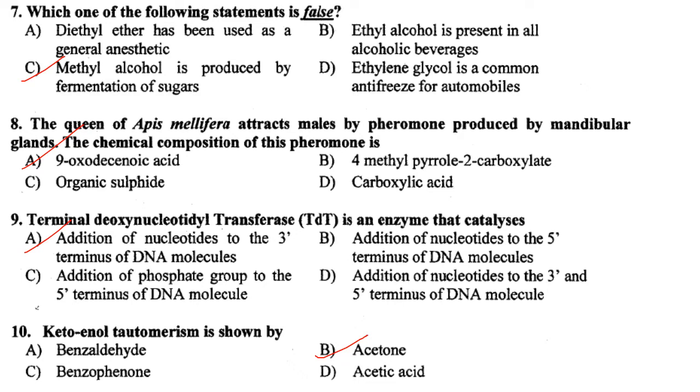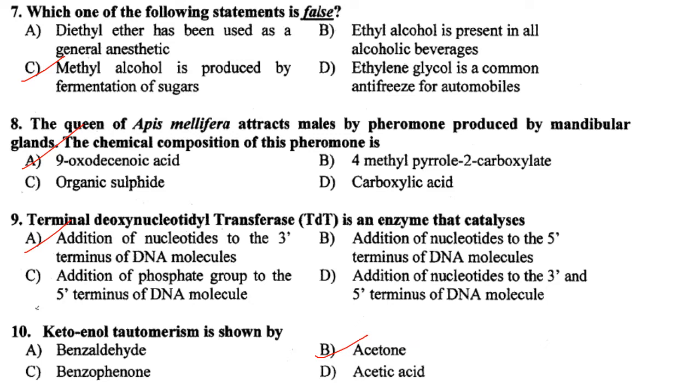Then next one. Which of the following statement is false? Diethyl ether has been used as a general anesthetic. Methyl alcohol is produced by fermentation of sugars. Methyl alcohol is not produced by fermentation of sugars. Ethyl alcohol is present in all alcoholic beverages. Ethylene glycol is a common antifreeze for automobiles. So all A, B and D options are correct except option C.